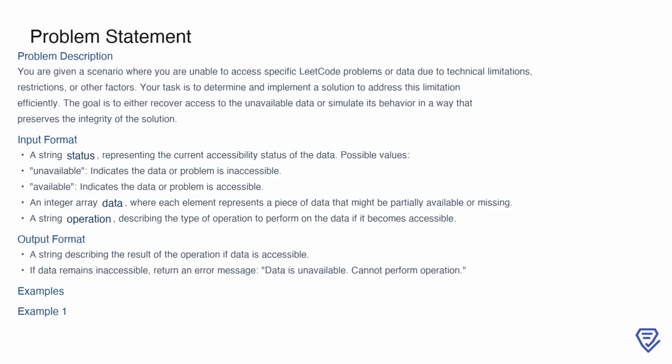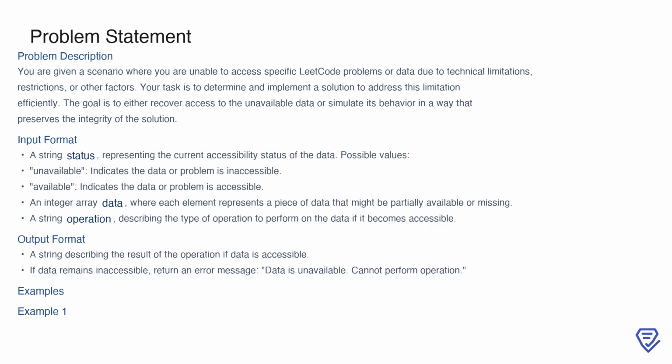be inaccessible. This could happen due to technical issues, restrictions, or other limitations. Your objective is to create a solution that either restores access to the missing data or simulates its behavior in a way that ensures your solution remains accurate and reliable.